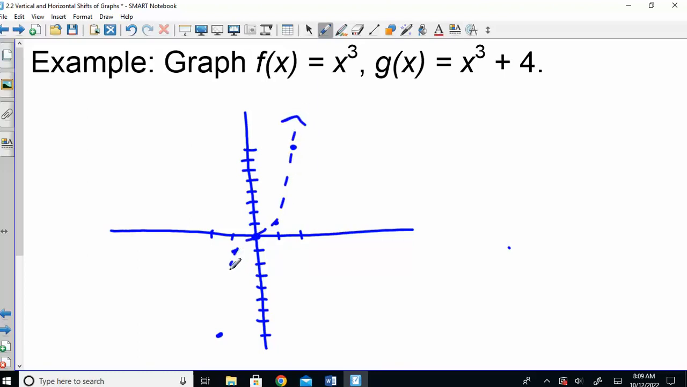So here's my parent function. I'm going to do that one dashed. That's my original. All right, so then what would this +4 do to my graph?